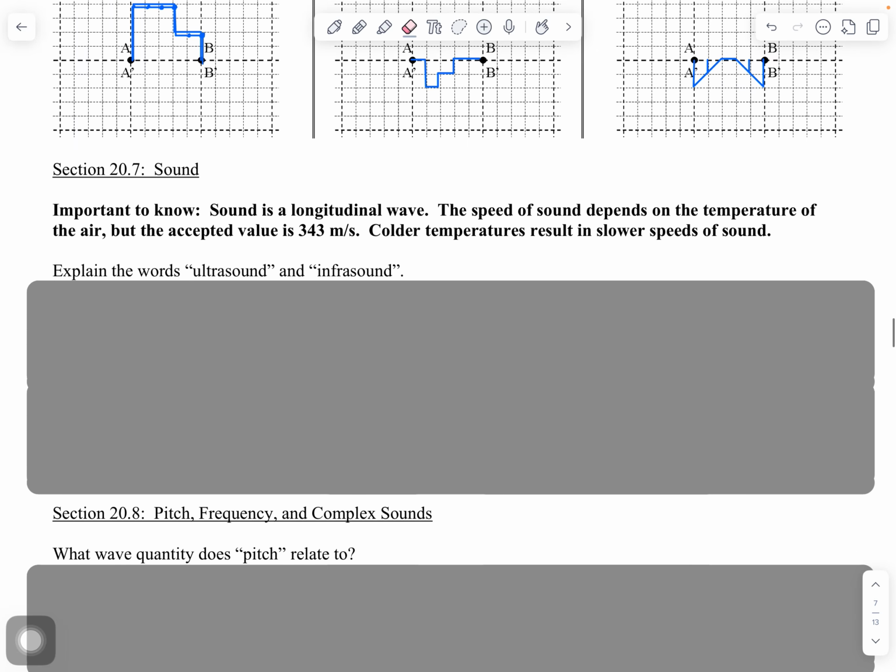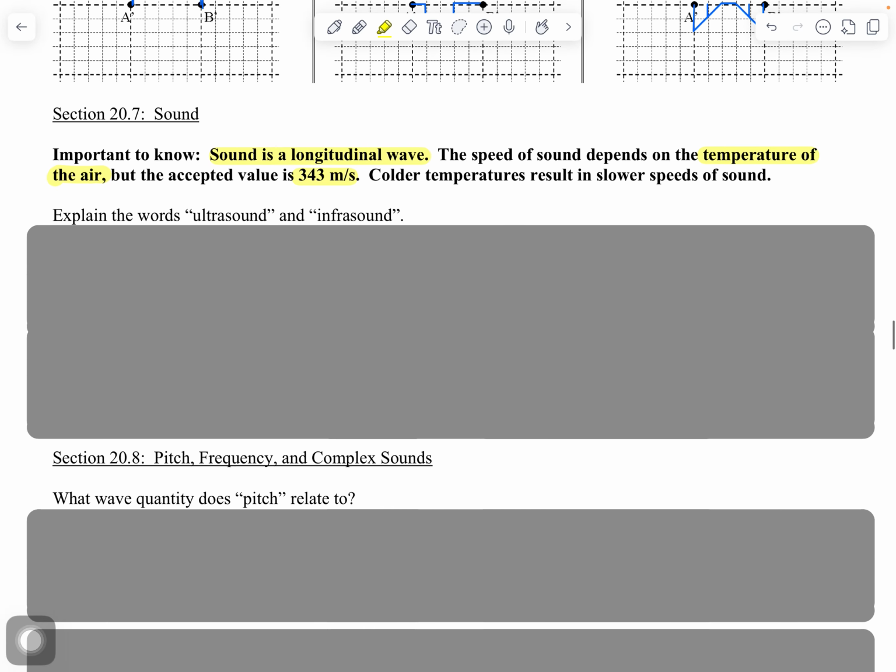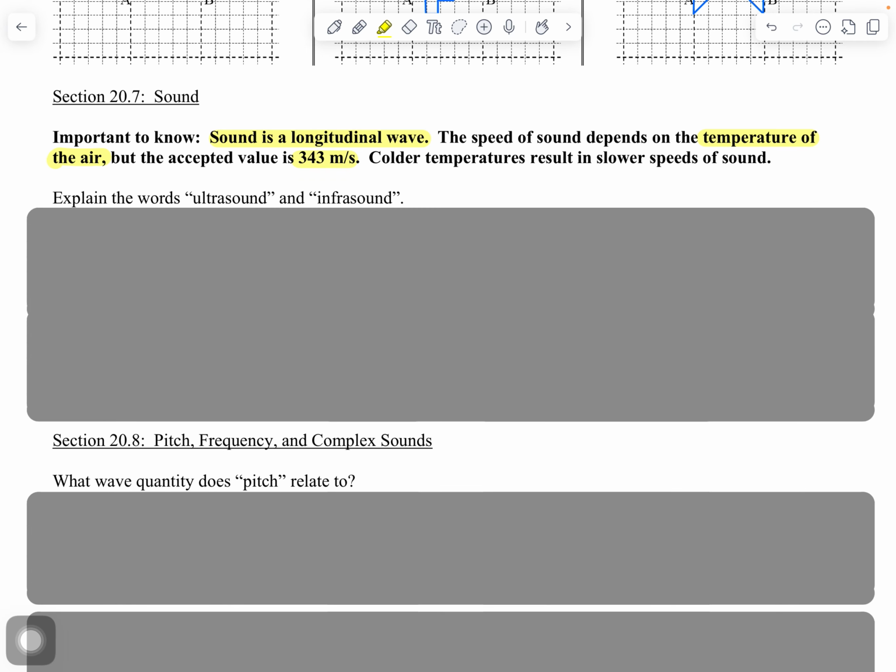Section 20.7, sound. Important to note, sound is a longitudinal wave. I would either highlight this or underline it. That's going to be pretty key. Sound depends on the temperature of the air, but the accepted value is pretty close to 343. Now that's pretty much at room temperature, okay, so at around maybe 70 to 75 degrees Fahrenheit, somewhere around there. Colder temperatures result in slower speeds of sound. Explain the words ultrasound and infrasound.